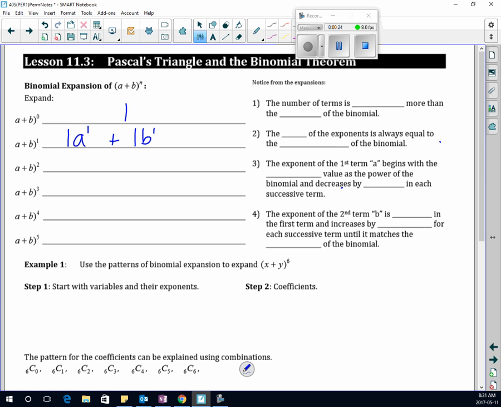Okay, what about the next one? (a + b) to the power 2. a squared plus 2ab plus b squared. And again, I'm going to put a 1 there and a 1 there. So do you remember the video from yesterday?